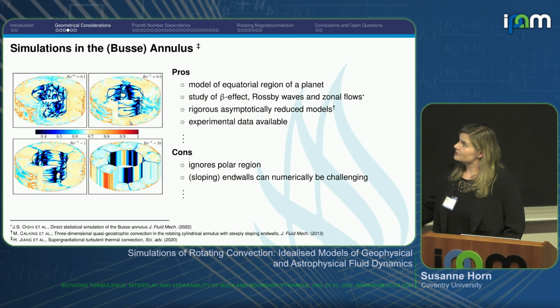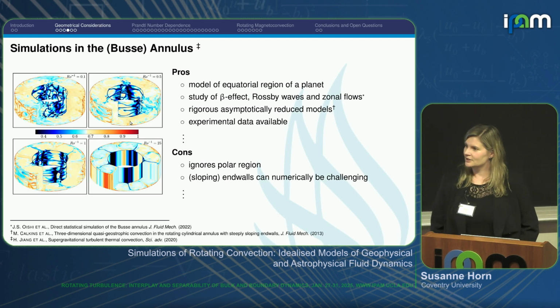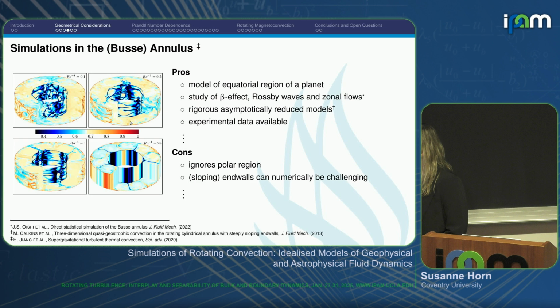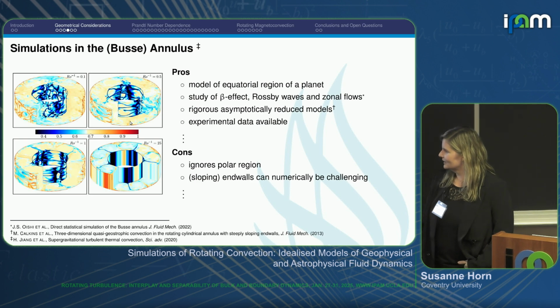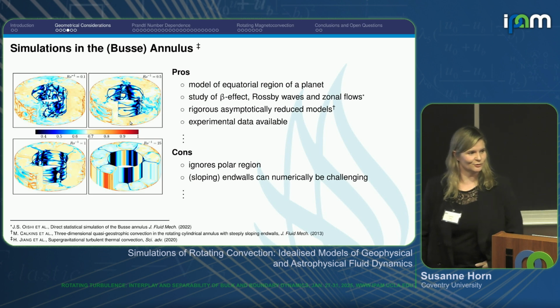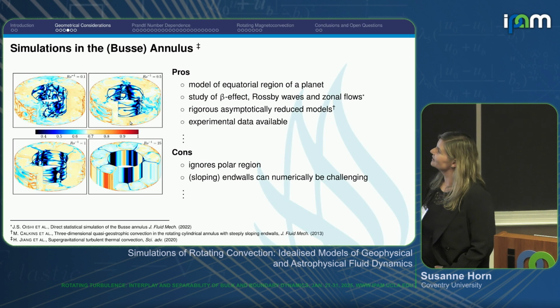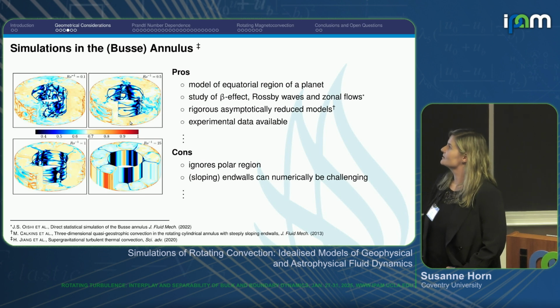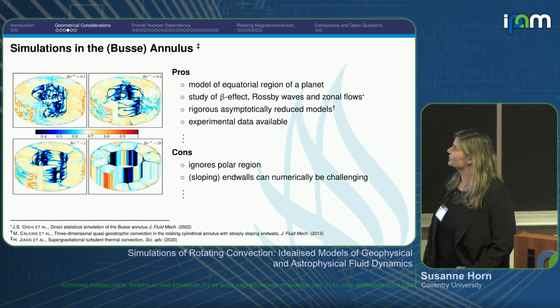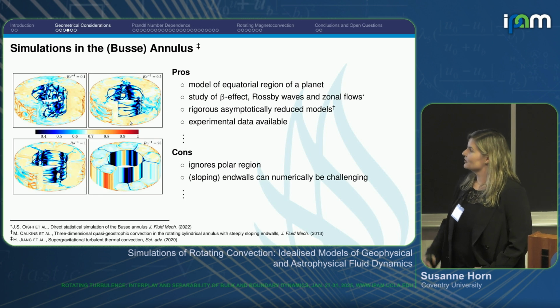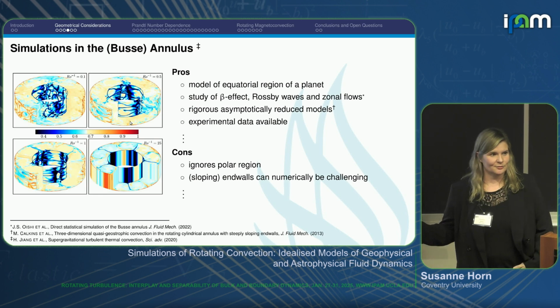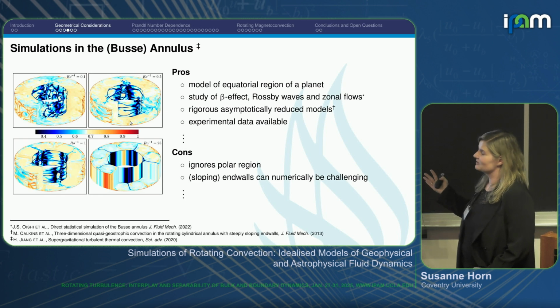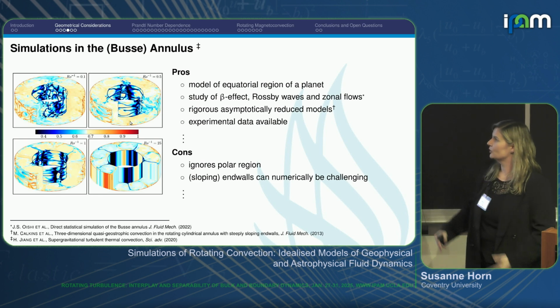And then in experiments, the Busse annulus is very popular. Interestingly, except for Mike, who has looked at a reduced model of this, I've actually not found any proper numerical simulations of the Busse annulus, even though it is very nice, because you can study the beta effect, Rossby waves, zonal flows. And you have really good experimental data available, but no one has actually done a proper DNS, as far as I can tell, with the sloping end walls.